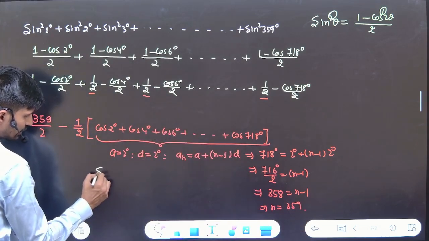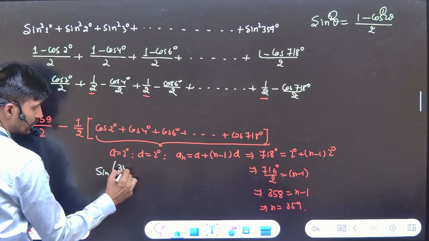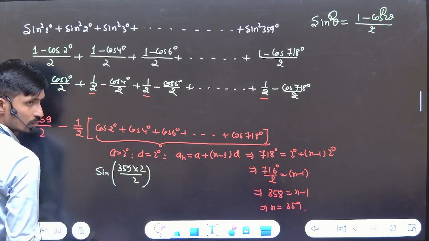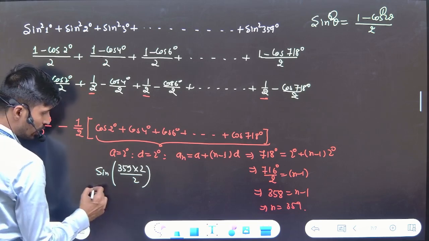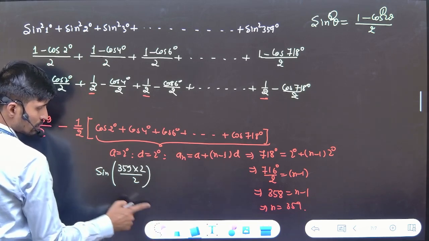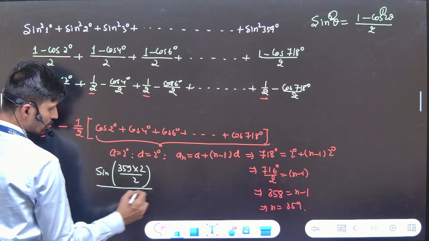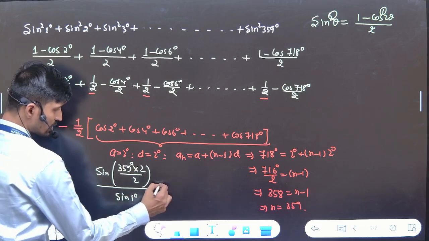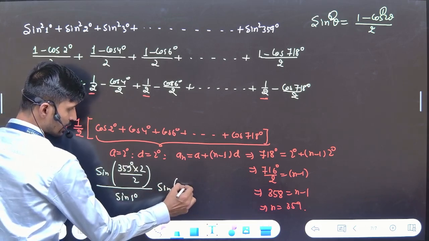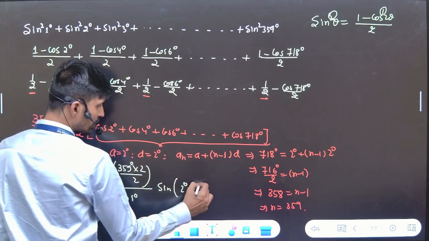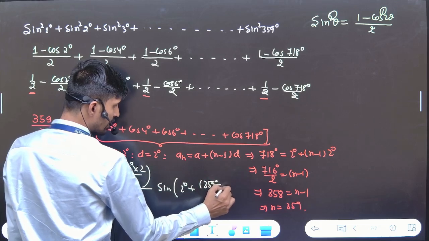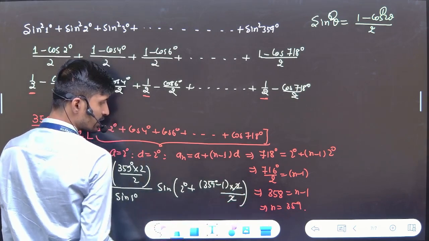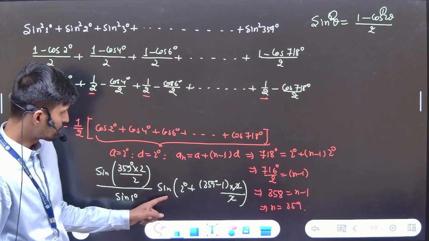What is that? Sine (N into D by 2), that is sine of 359 into 2 by 2, upon sine 1 degree, into sine of (A plus (N minus 1) into D by 2), that is 2 plus 358 into 2 by 2. 2 will cancel. So this will become simply sine 2 degree.